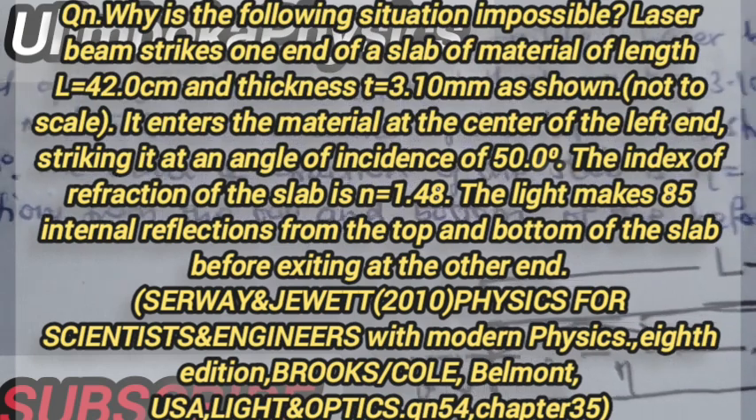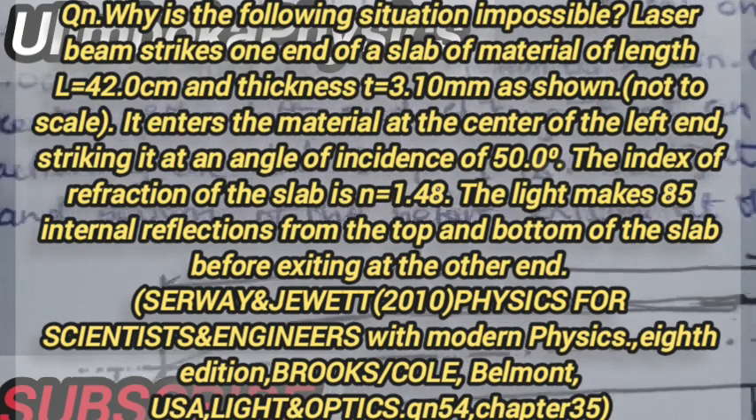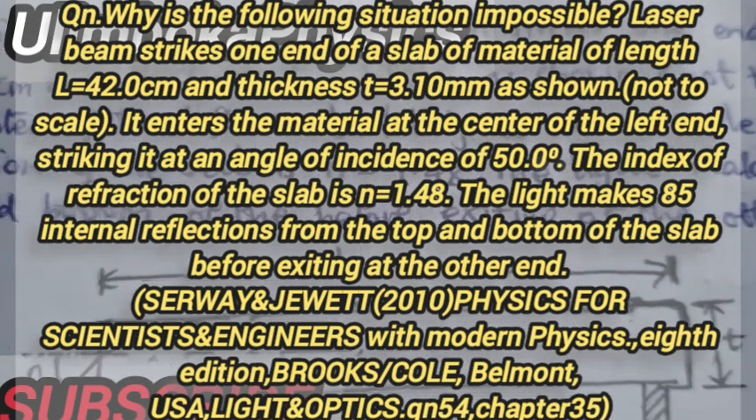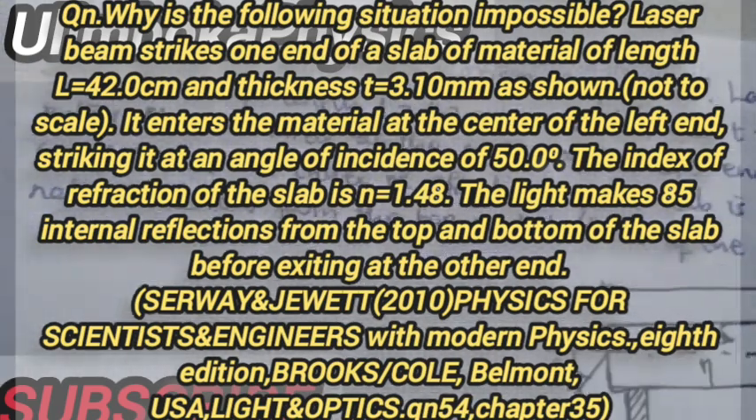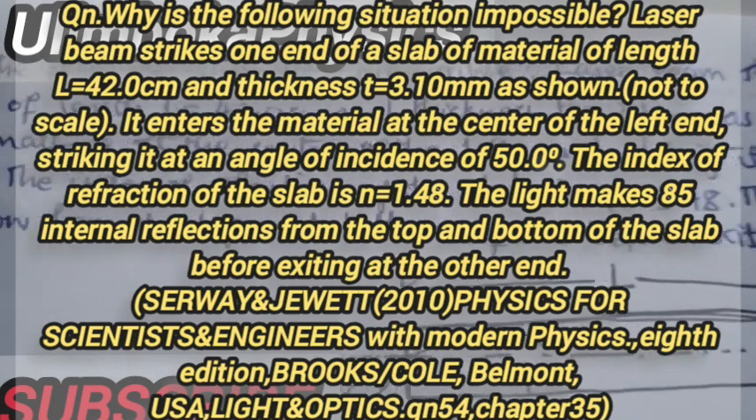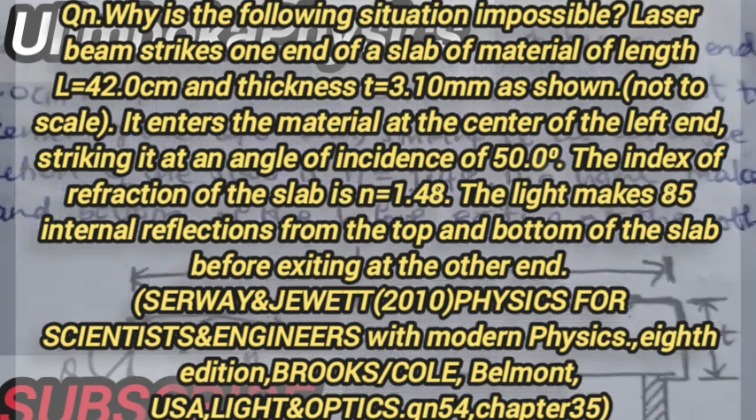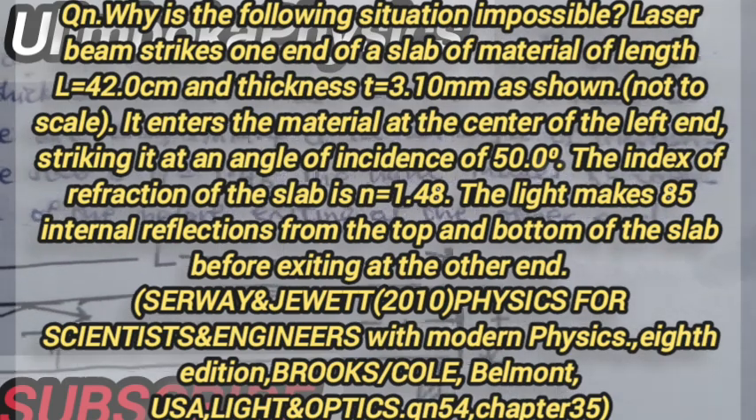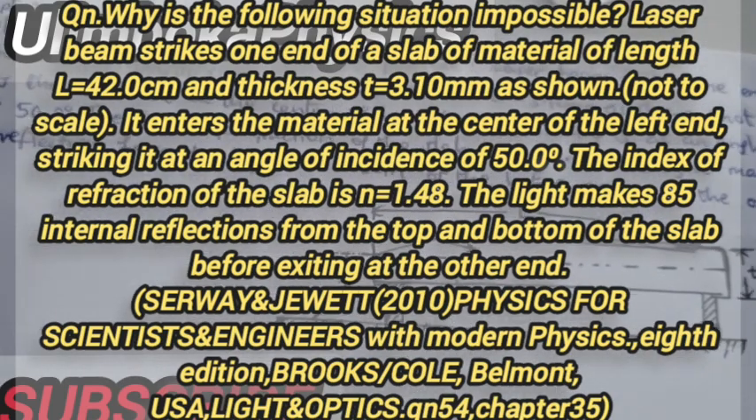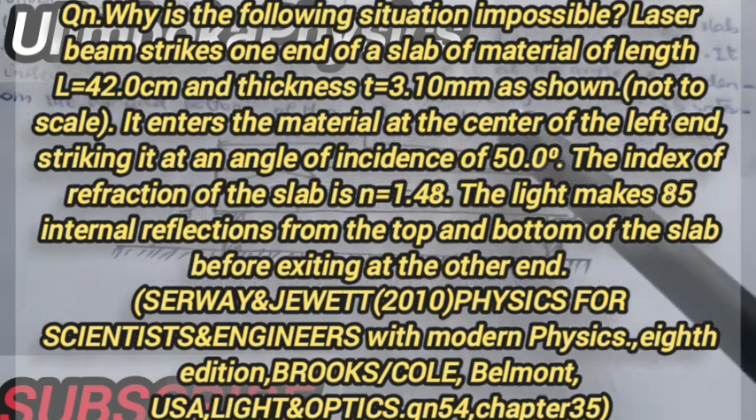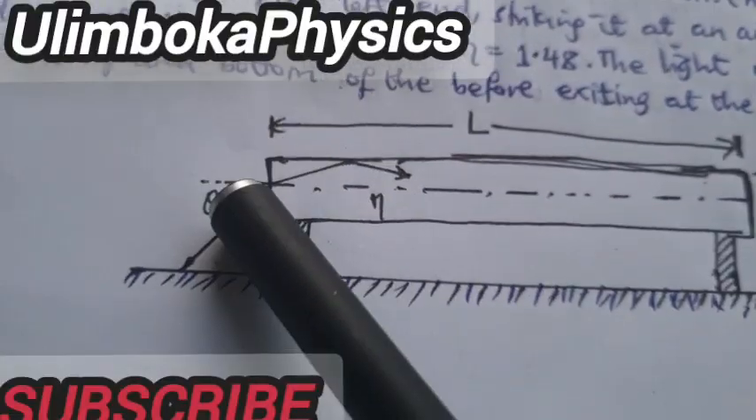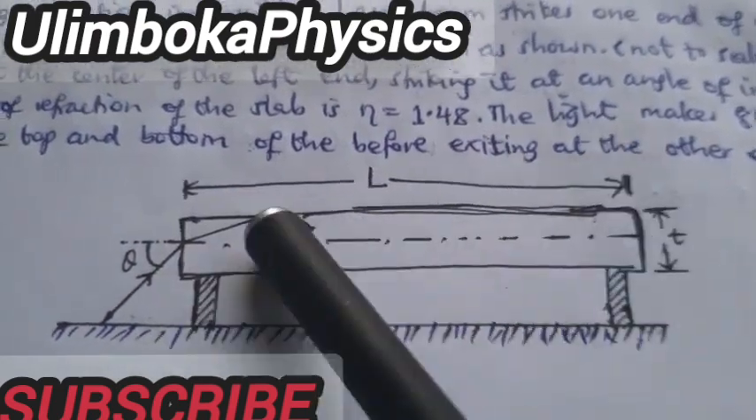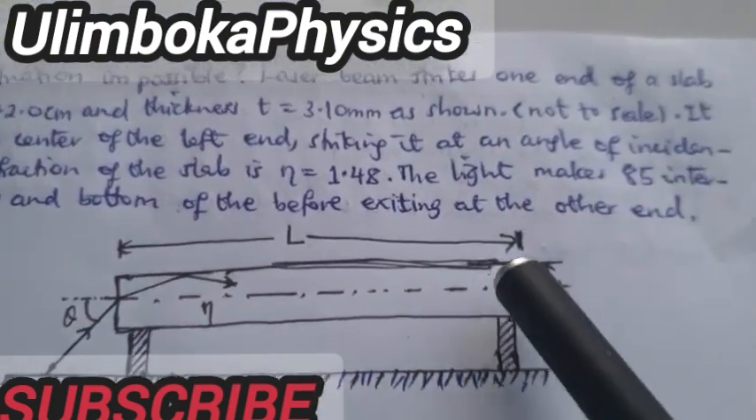The index of refraction of the slab is n, which is equal to 1.48, and the light makes 85 internal reflections from the top and bottom of the slab before exiting at the other end of this glass slab. Okay, as you can see, this is the incident angle theta, this is the length L of this glass slab, and this is thickness T.